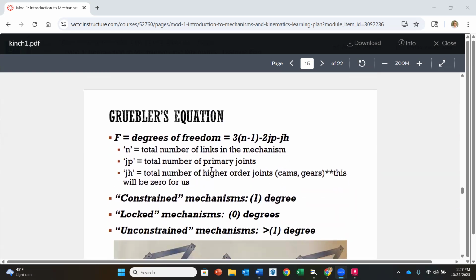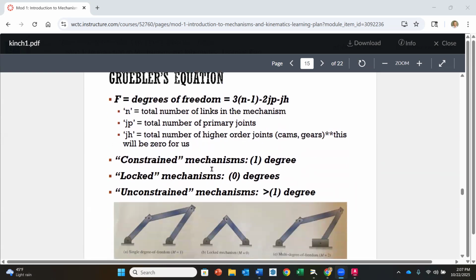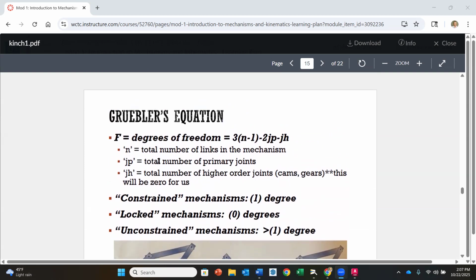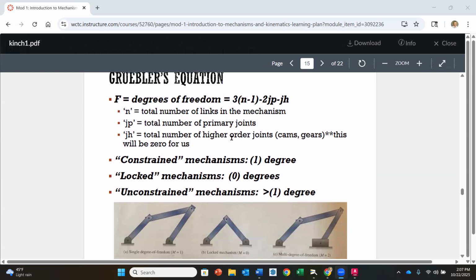So as we look here, we can calculate the degrees of freedom using what we call Grubler's equation, okay? Grubler's equation is going to be equal to F, degrees of freedom, is equal to 3 times n minus 1, minus 2jp, minus jh. So n in this case, lowercase n in our equation, is the total number of links. So the total number of links, we look at our kinematic diagram.